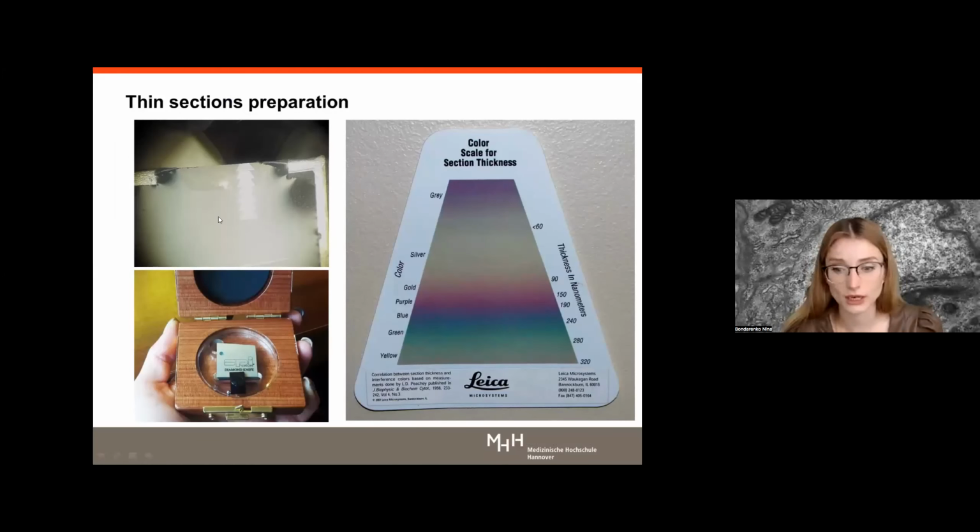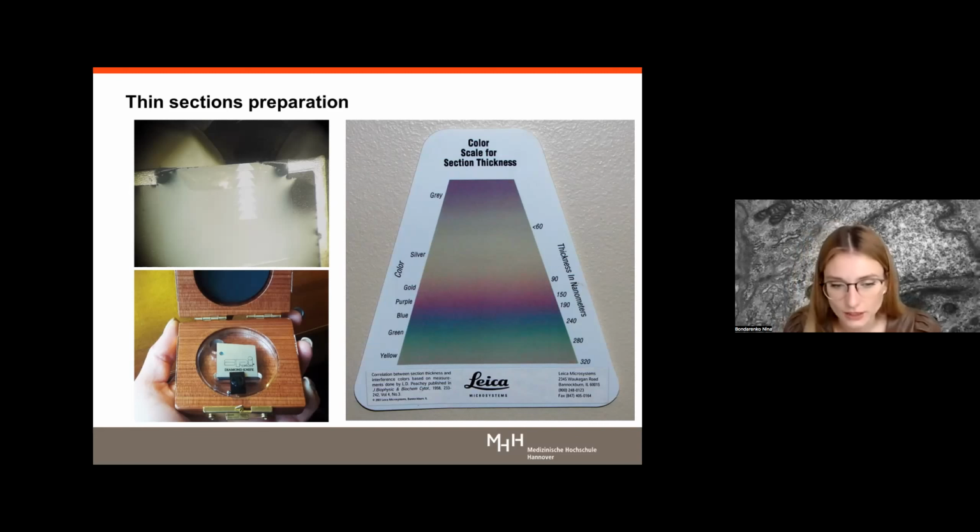But now we cut at another level of section thickness. I didn't say that, just for comparison. Light microscopy uses sections with a thickness of 3-4 micrometers. I mean paraffin embedding specimens, 3-4 micrometers. Semi-thin sections are usually 1 micrometer in thickness.